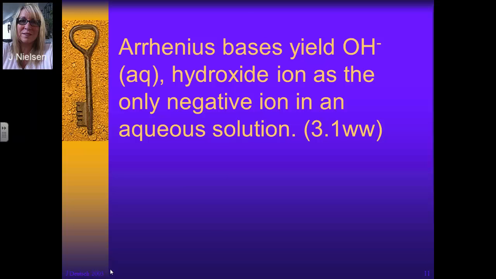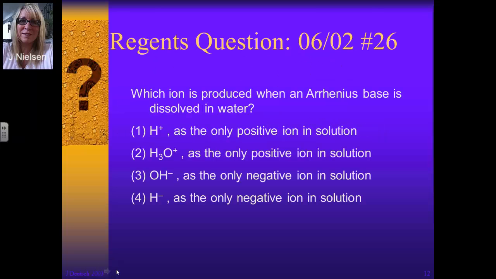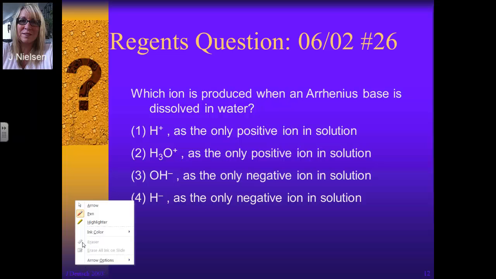Arrhenius bases yield OH-, the hydroxide ion, as the only negative ion in solution. So which ion is produced when an Arrhenius base is dissolved in water? I know, since I just reviewed it, that you all chose number 3.